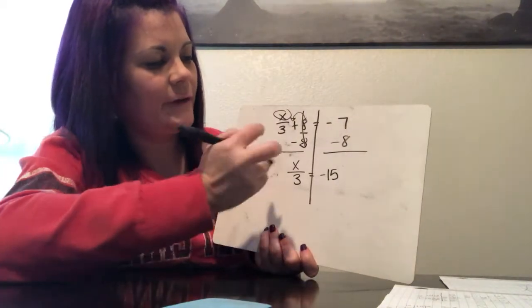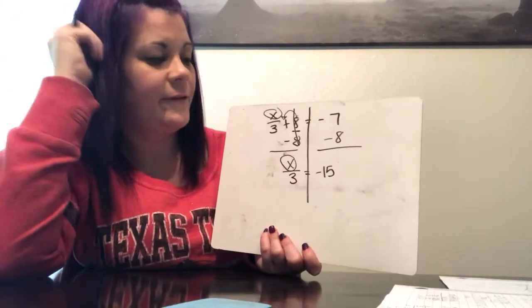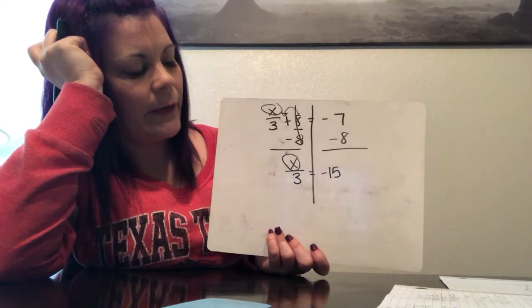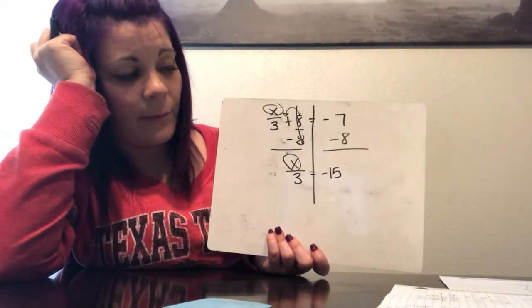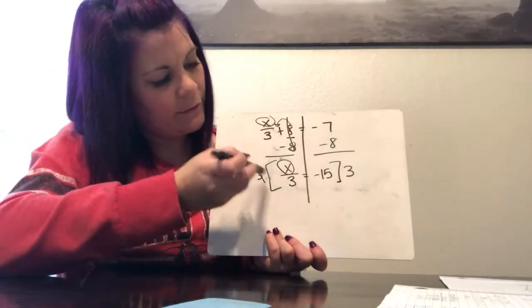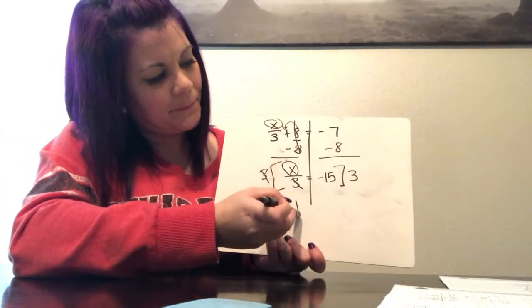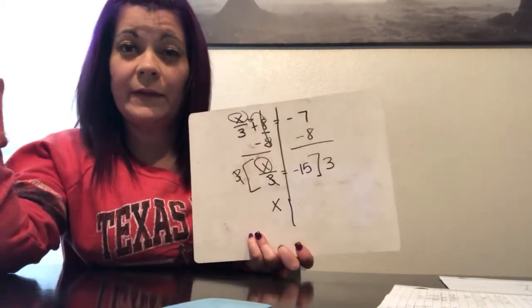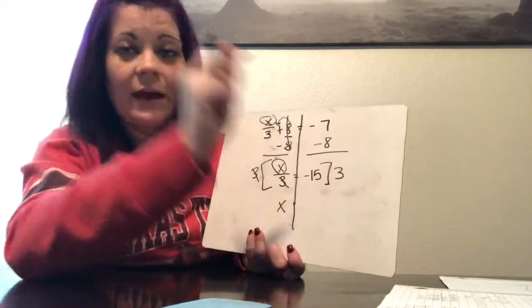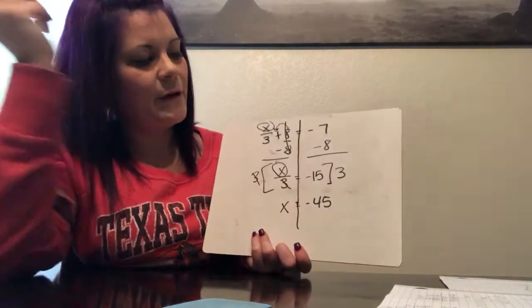Okay, so we have x divided by 3 equals negative 15. So we are doing the opposite operation, which would be multiplying by 3 because that's division. So we're going to multiply both sides by 3. Again, 3 divided by 3 is 1. So that's just going to be x. And then negative 15 times 3 is negative 45. So x equals negative 45.